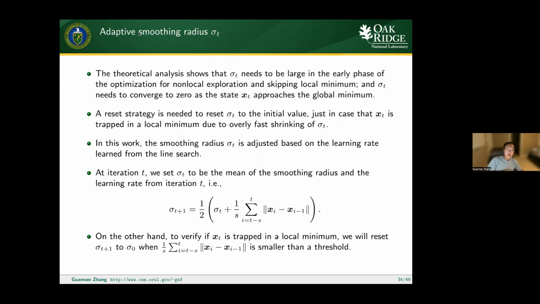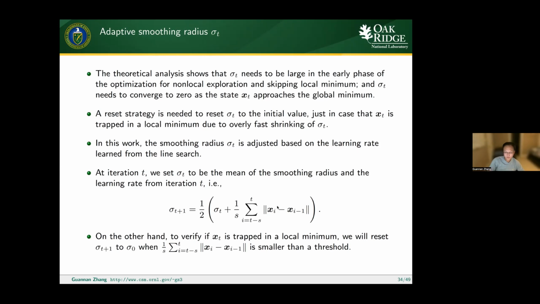And the smoothing radius can also be adjusted by looking at the average displacement the state moves over the past history, like in a short history window. Intuitively it's very easy. When the state only moves around and the displacement is very small, that indicates that we may need to shrink the smoothing radius because we are probably approaching a global minimizer. We start with a big smoothing radius, but as the state does not move very much, we need to gradually shrink it.